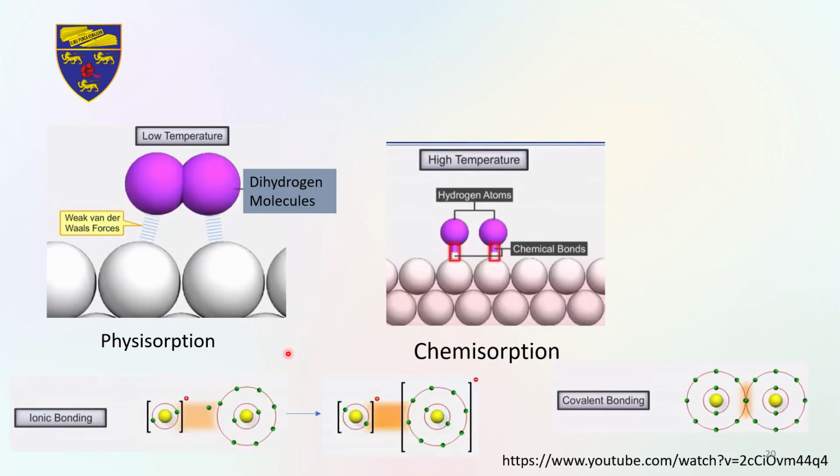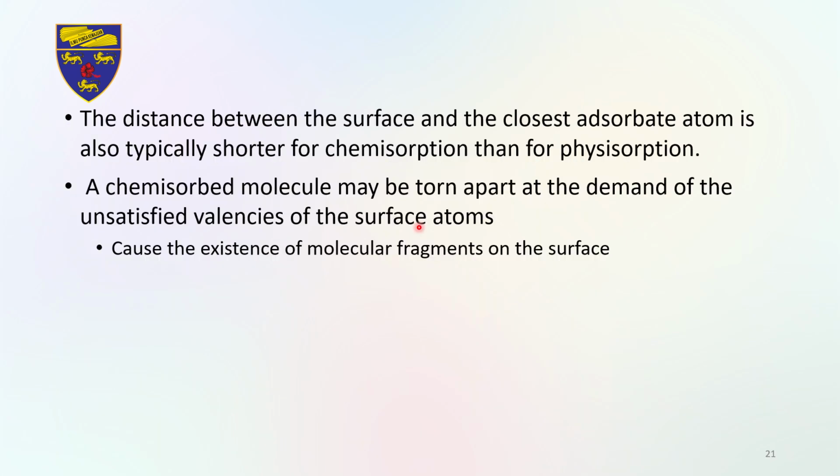When we compare physisorption and chemisorption, physisorption relies on weak forces at low temperature. In contrast, chemisorption often requires high temperature to form a strong ionic or covalent bond with the adsorbent. In addition, for chemisorption, the distance between the surface and the adsorbate is much shorter.